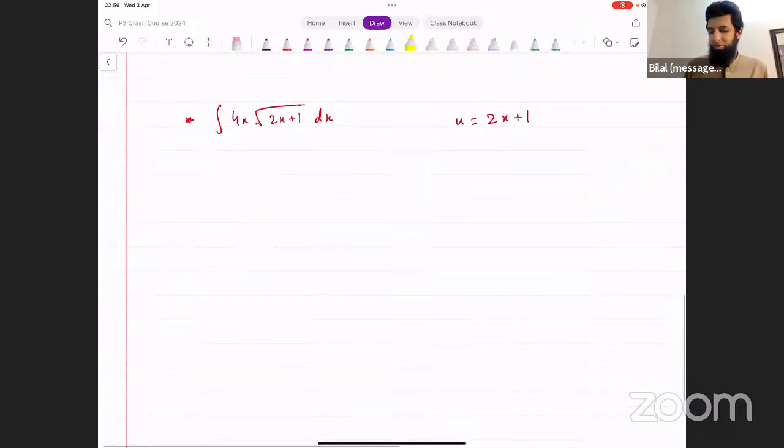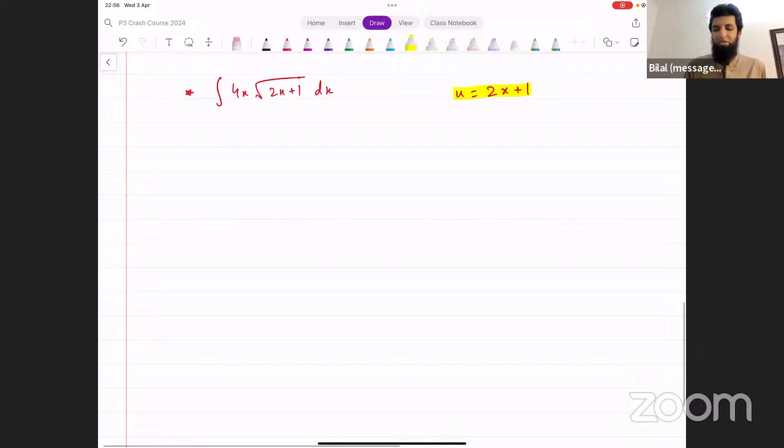Okay, so this is the substitution that we're given, u equals 2x plus 1. Now, what's the first thing we do with that? We differentiate it. When we differentiate it, that gives us du over dx. What's the derivative of u with respect to x? Derivative of 2x plus 1, that's just 2. Now you make dx the subject because we want to get rid of this dx as well. And that gives us dx equals du over 2.